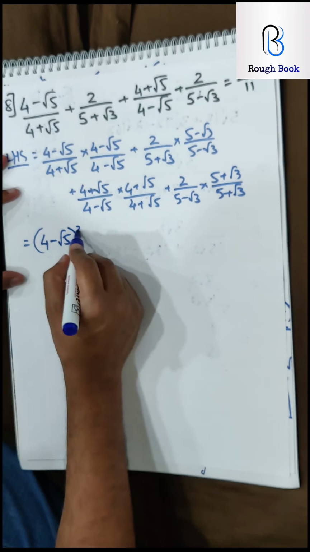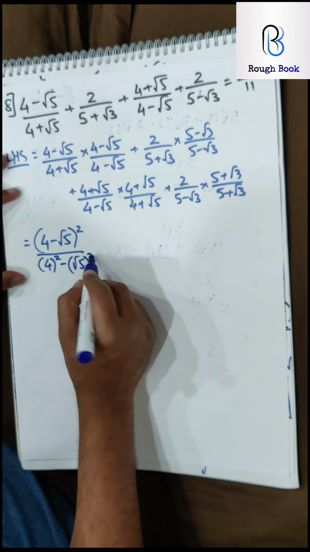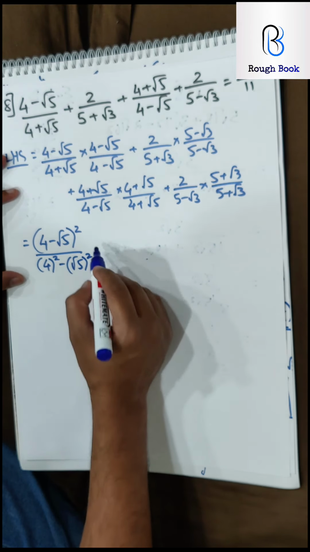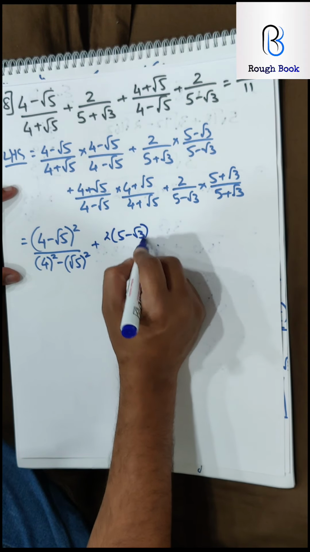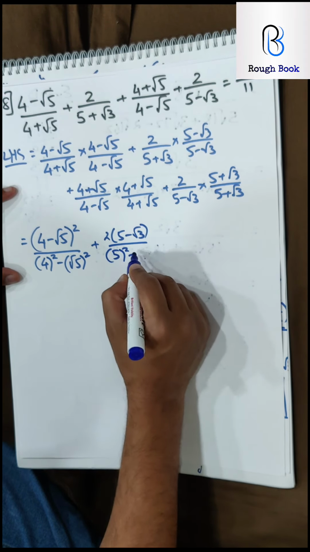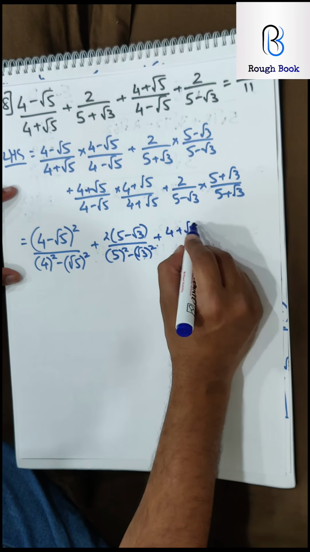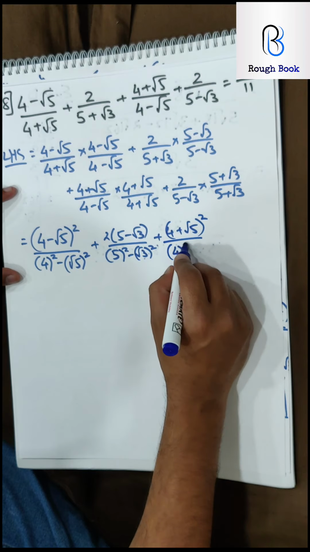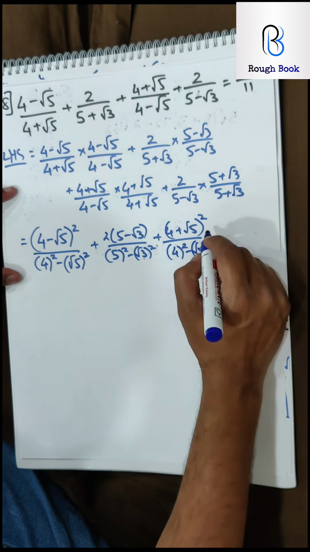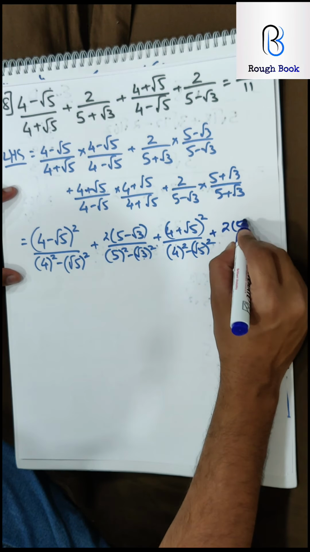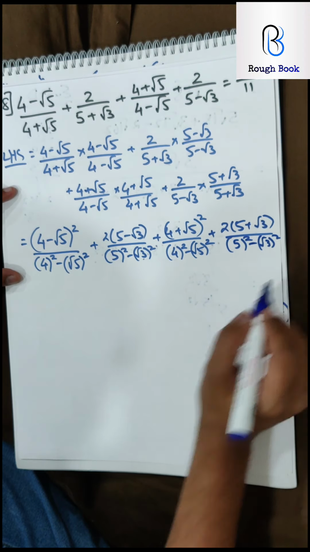So 4 minus root 5 the whole square. Denominator will be 4 square minus root 5 square. That is a square minus b square. Coming to the next part: 2 times 5 minus root 3 upon 5 square minus root 3 square. The third part, 4 plus root 5 whole square, 4 square minus root 5 square. So if you notice in the denominator we are using a plus b, a minus b. The last part, 2 times 5 plus root 3, 5 square minus root 3 square.